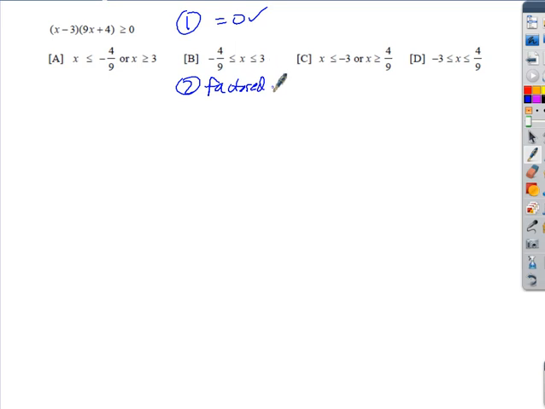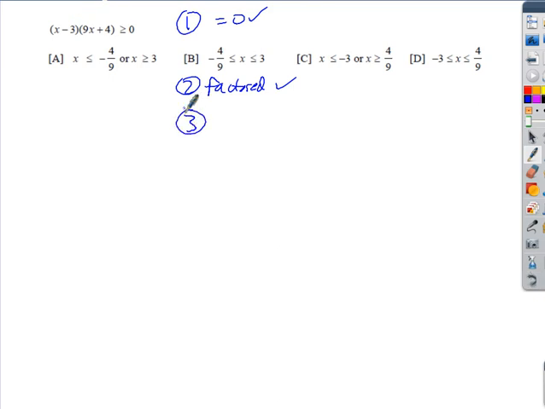Some people are going to be tempted to use FOIL on it. But what happens when you use FOIL on that, you get to that x squared kind of thing. You have to turn around and factor it. So we do not want to use FOIL on this. It's already been factored, and it's in the form that we want it. All right, so we're going to go straight to number 3, which is deal with that.